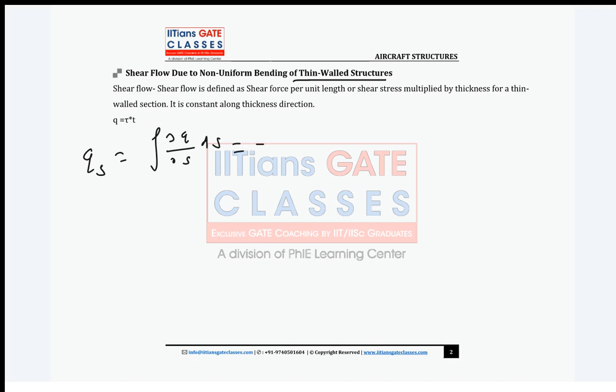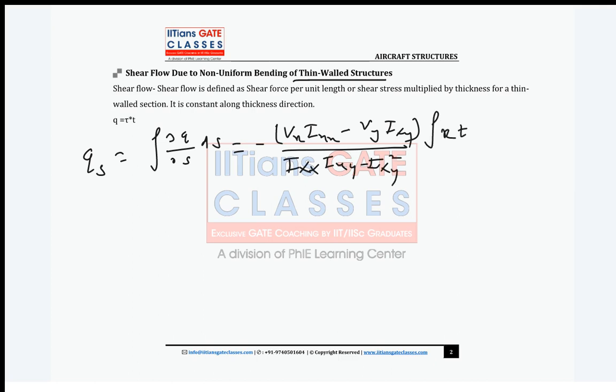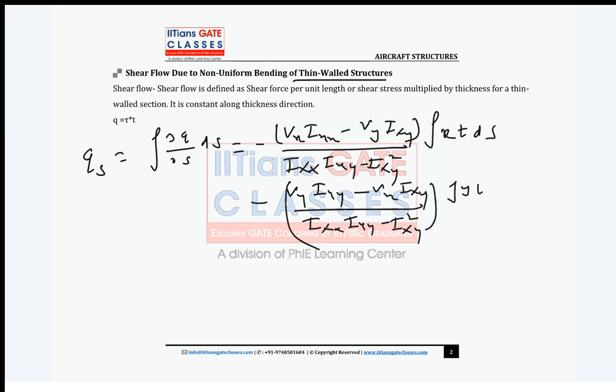Minus Vx into Ixx minus Vy Ixy upon Ixx Iyy minus Ixy square, then integration x t ds, minus Vy Iyy minus Vx Ixy upon Ixx Iyy minus Ixy square integration y t ds. Clear, guys? This formula, am I correct? Is it correct?